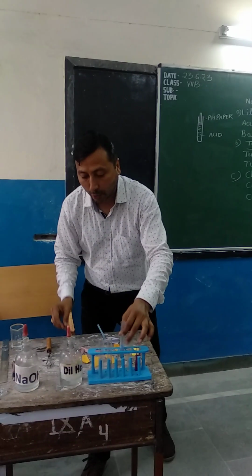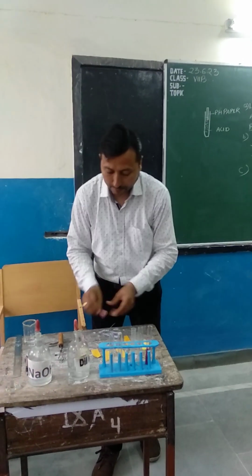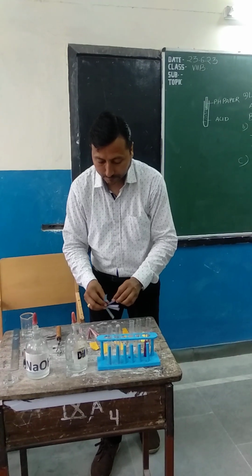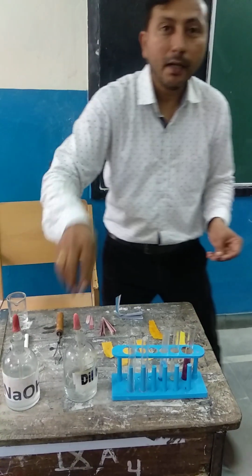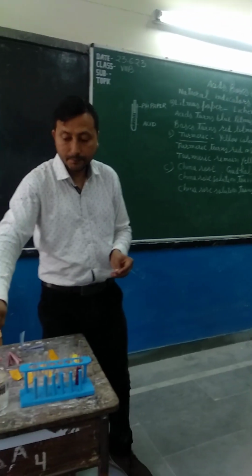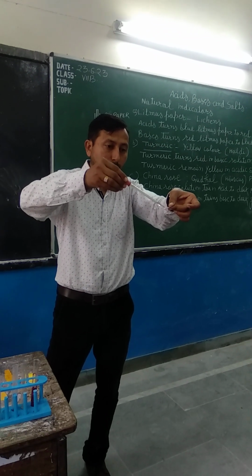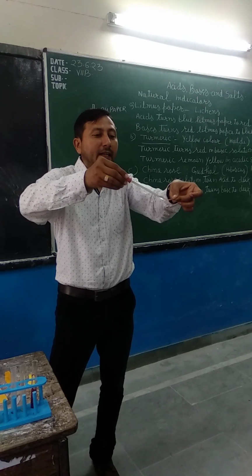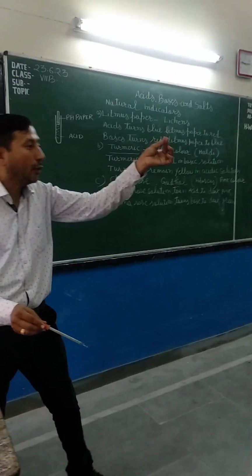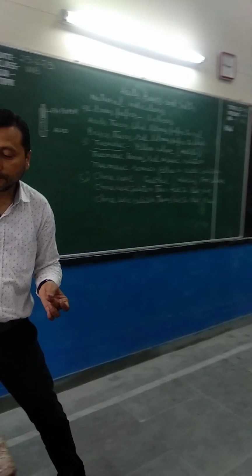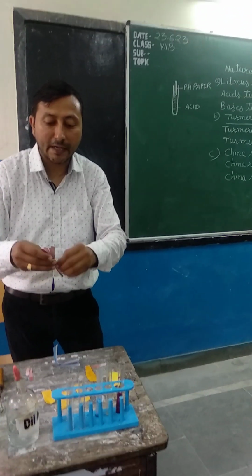I have another solution also. Let me check with another solution. Acid converts blue litmus into red. Just check. This is a very strong acid, HCl, and you can see it is clearly converting blue into red. Similarly, I will check with another base, which is sodium hydroxide, NaOH.